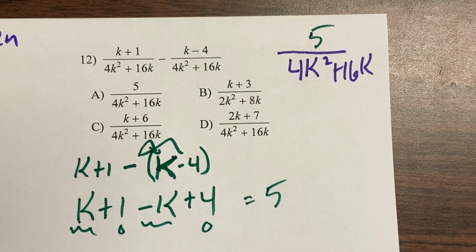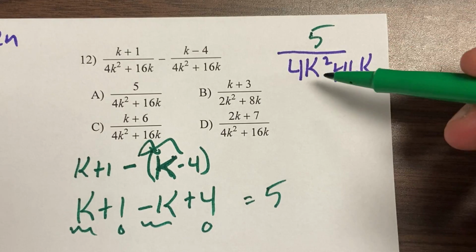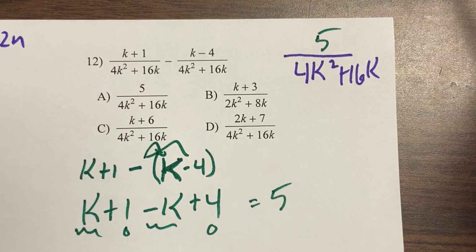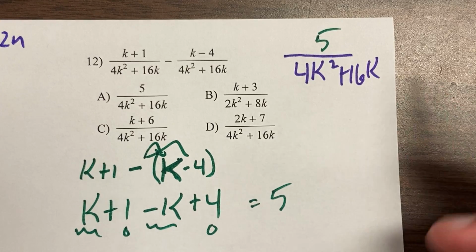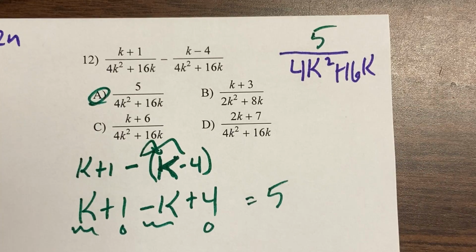Which takes us to just a 5. So I have 5 over the denominator of 4k squared plus 16k. We could factor this out, but our answers don't have that. So it looks like my answer is going to be an A.